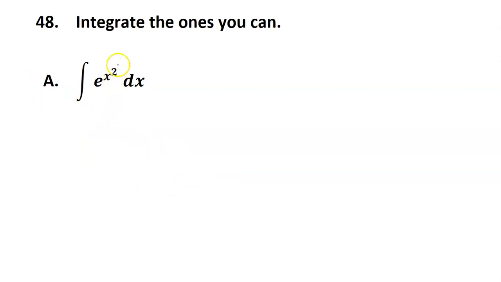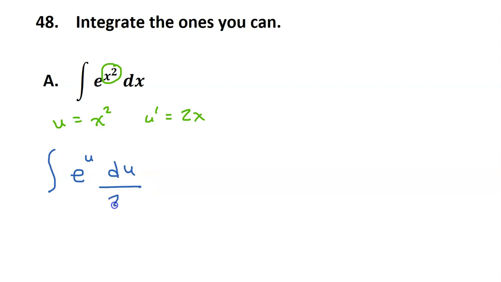There's one more thing I could try. What if I let u equal x squared? All right, so my u is right here now. In that case, u prime would equal 2x. So would that work? If I do my u substitution, then I have e to the u. Instead of dx, I need to write du divided by u prime. This is a problem because you see the x in the denominator now. There's nothing for it to cancel out with that's already there. So this is not going to work. So this is a problem that we can't solve. It says integrate the ones you can. This one we can't. So let's move on.